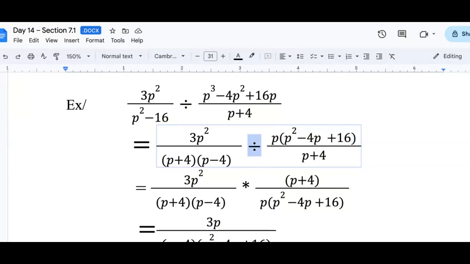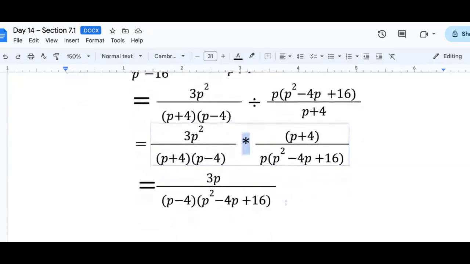Division, now let's change the division. Excuse me, let's change the division sign. So division now becomes the multiplication. Then we flip the numerator and denominator. Then we still have p plus 4 in the numerator and p plus 4 in the denominator. Those two cancel to be 1. Then we have p squared, we have p here, so simplify one term. We have 3p divided by p minus 4 and p squared minus 4p plus 16. Any questions?